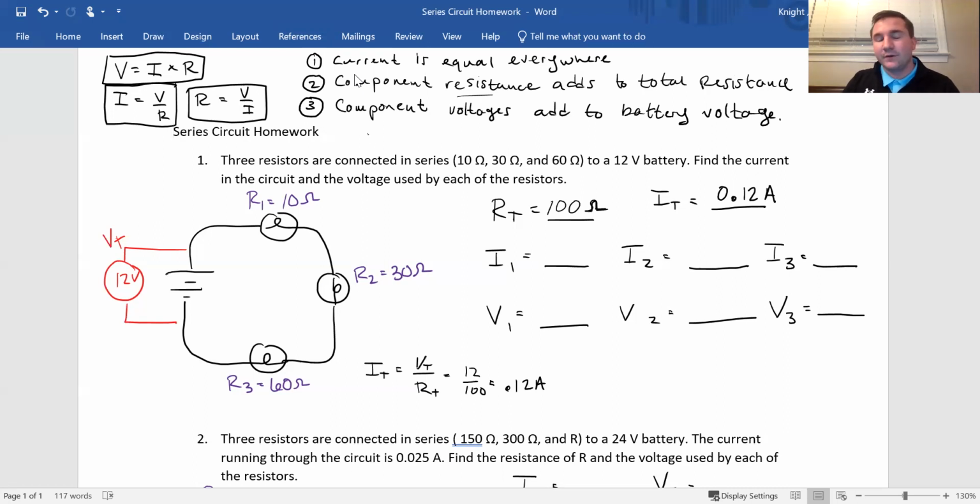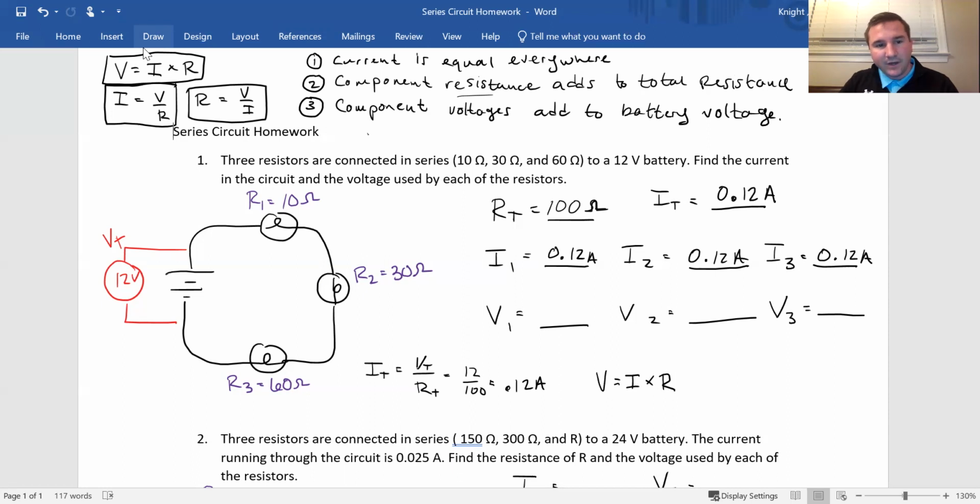Now we're going to use the first part of series circuits, that current is equal everywhere, to say that the current through resistor 1 is 0.12, through resistor 2 is 0.12, through resistor 3 is 0.12. They're all the same because current is the same everywhere. And then finding voltage becomes really easy because we use this first version of Ohm's law. V is equal to I times R, and we just have to do a little multiplication, right?